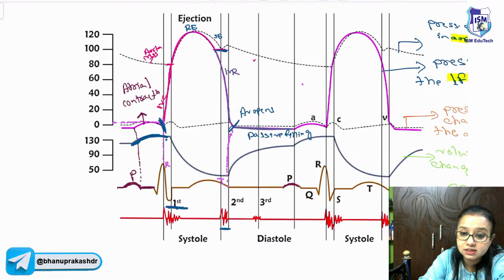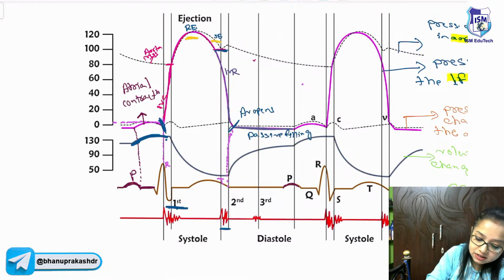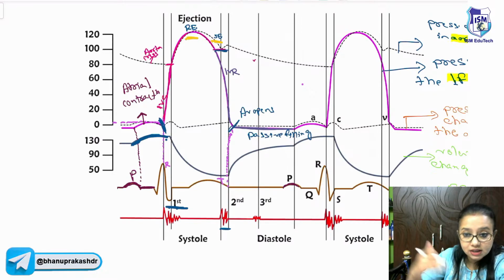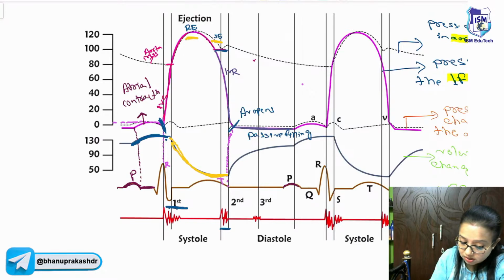Then start the ejection: rapid ejection, slow ejection. Ejection means what? The blood is leaving the ventricle. So here you see, as the blood is leaving the ventricle, there is a drop in the ventricular volume.